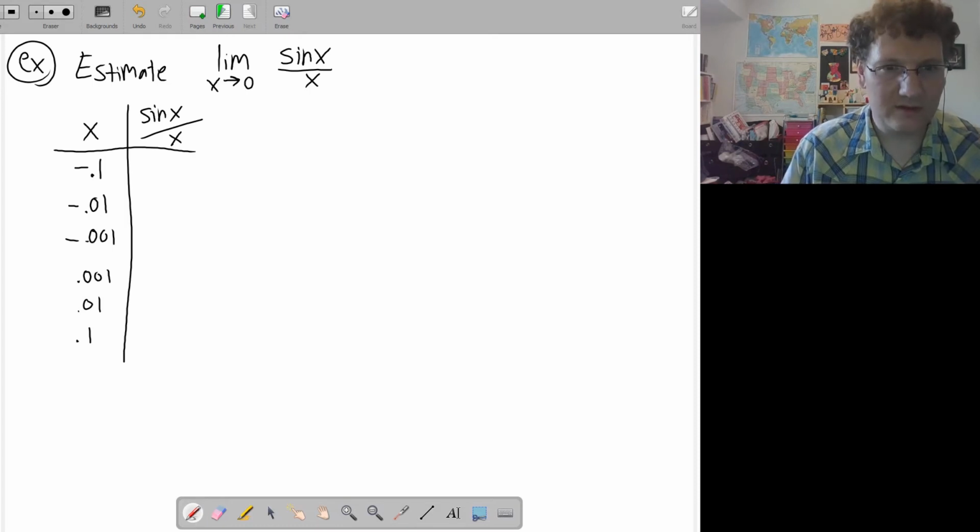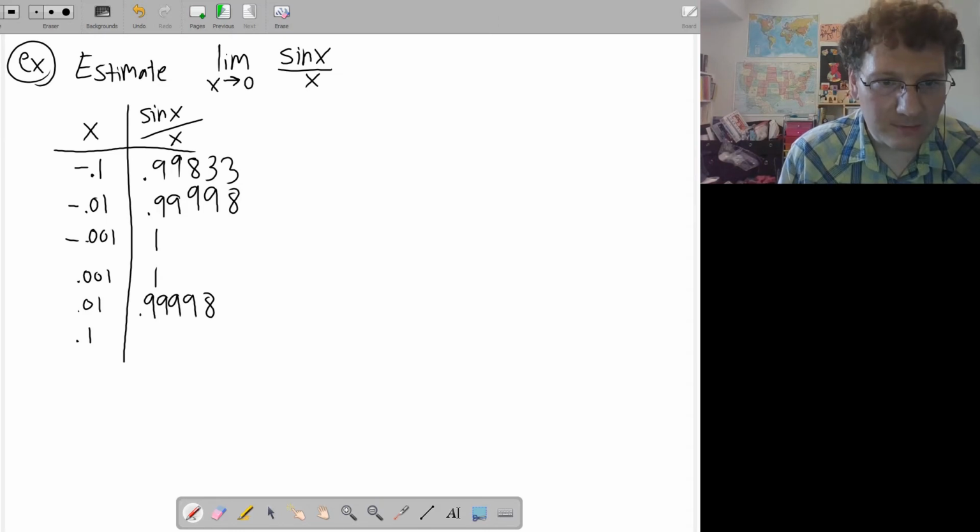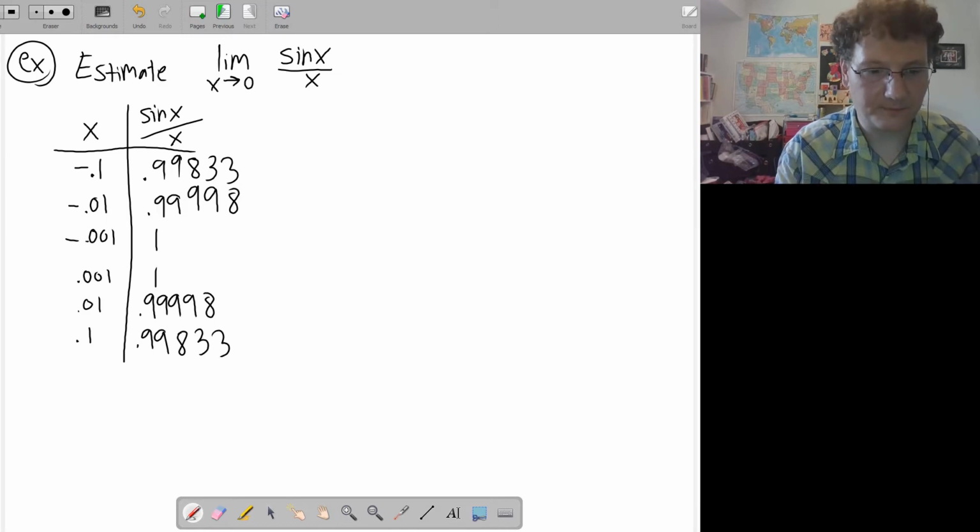So when you evaluate this in a calculator, what I'm getting for negative 0.1 is 0.99833. For negative 0.01, I'm getting 0.99998. For negative 0.001, it comes out to be 1. I'm thinking that's rounded off, and I get the same values in the opposite order when I put in the positives. And if we look at the graph of this, this should come as no surprise.